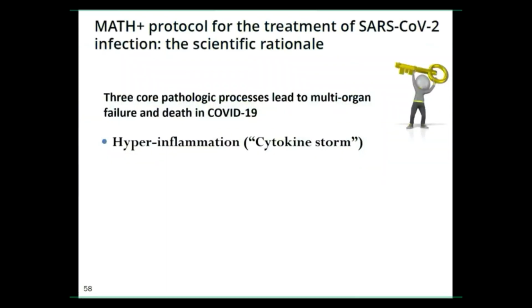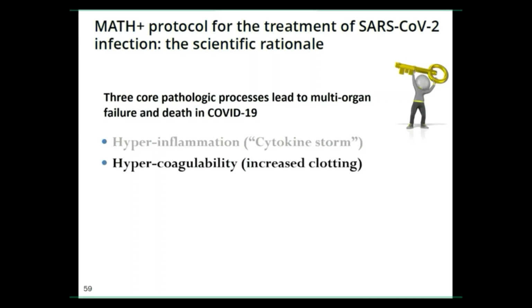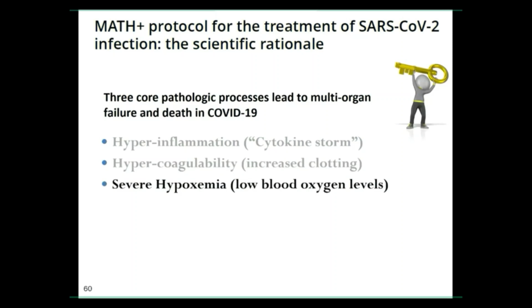So we're going to talk about the MATH+ protocol for the treatment of SARS-CoV-2 infection, the scientific rationale. As I've explained, there are 3 core pathologic processes leading to multi-organ failure and death. Number 1, hyperinflammation, the cytokine storm. This is critical. Secondly, hypercoagulation. Patients develop increased ability to clot, both microthrombosis and macrothrombosis. It underlies the disease pathophysiology. And because of the above, these people develop severe hypoxemia, likely due to blood flow VQ mismatching.